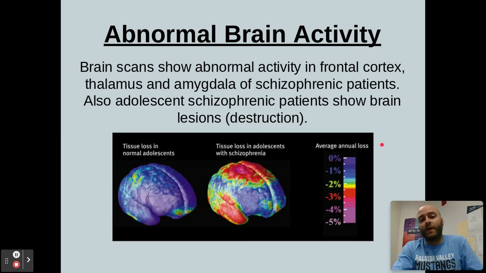Also, there's some abnormal brain activity in the frontal cortex, the thalamus, and the amygdala, right? Our decision-making and planning center of our brain, the area that directs all of our sensory information, as well as our emotional centers, which makes sense that these areas are impacted by schizophrenia. Also, adolescent schizophrenic patients show brain lesions or destruction in certain areas of the brain.